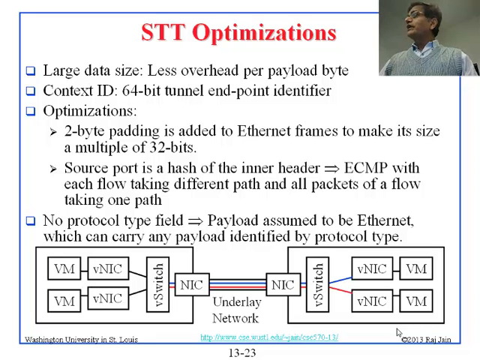There is no protocol type field. Now this is another thing that I think will change. Right now there is no protocol type field. The payload is assumed to be Ethernet because they are not sending anything other than Ethernet. Well, this is today, and if the protocol stays for a long time, if it is really good, people will try to send anything through it, and so they will need a protocol type field at some point. But as it is right now, there is no protocol type field, and so there is only one payload type, which is Ethernet.